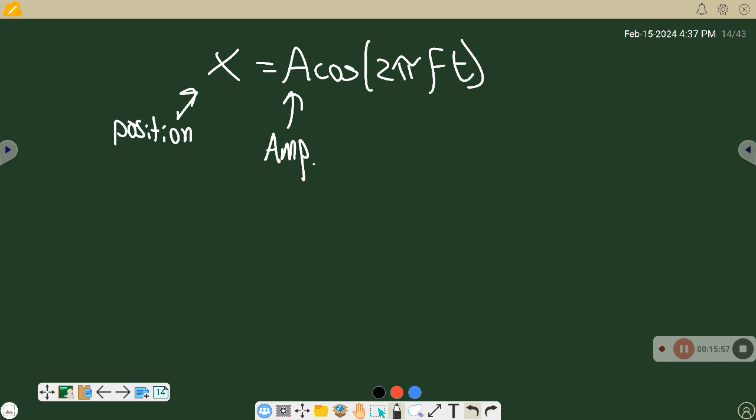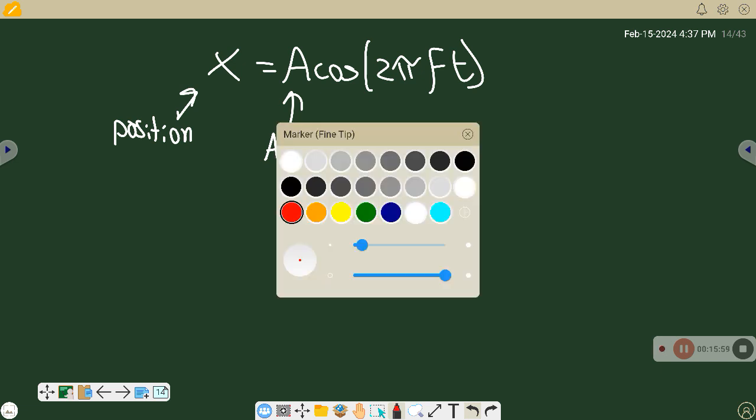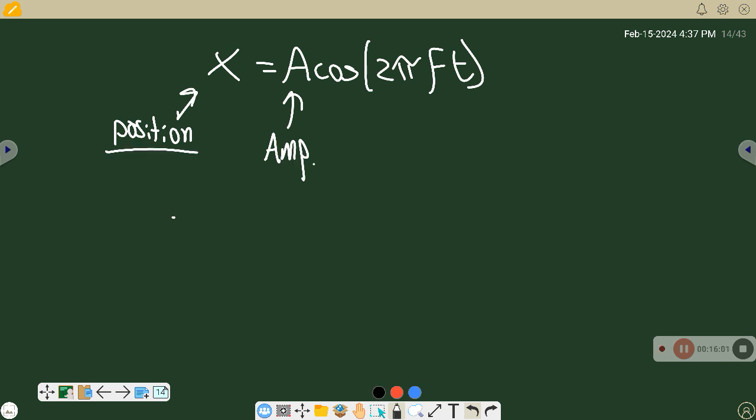So this equation is designed to tell us the position of an oscillating object, okay? So we can solve for that position by taking the amplitude of the object, so that's the maximum distance that the object will ever reach, times the cosine of 2 pi times frequency times the time, meaning the time at which you're looking for the position of the object, okay?